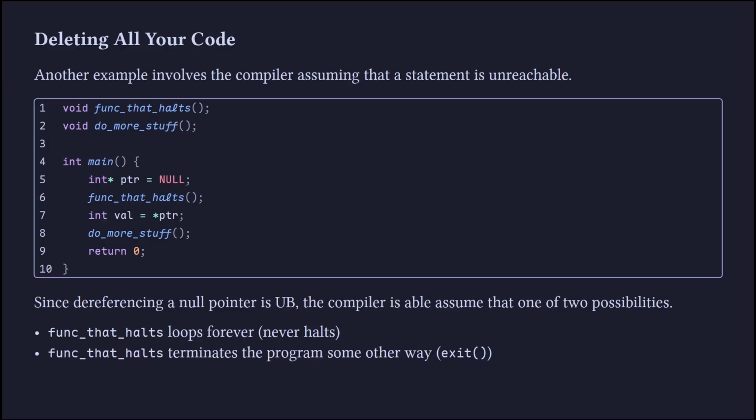And since we've declared that this is something that will never happen, we're able to assume either one of two things. One is that the function that halts doesn't actually halt, it loops forever, or it terminates the program in some other way, like by calling exit, which allows you to end the program with some error code without needing to return to main and return that error code there.